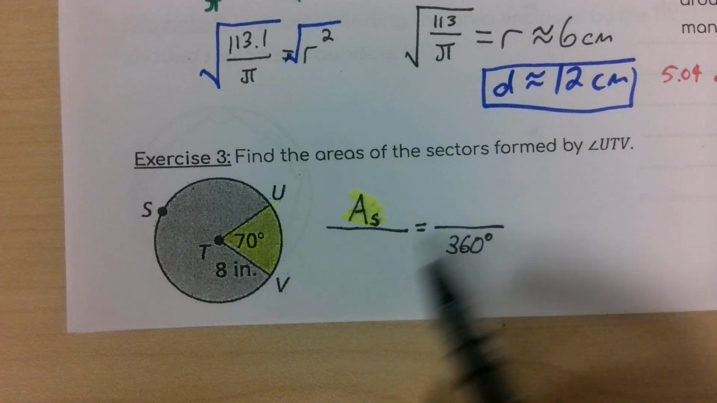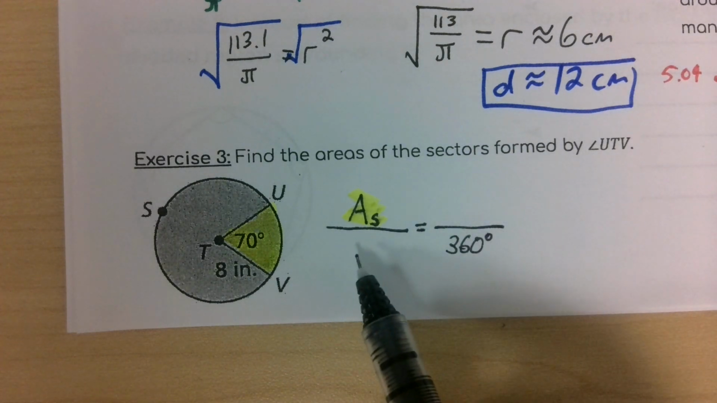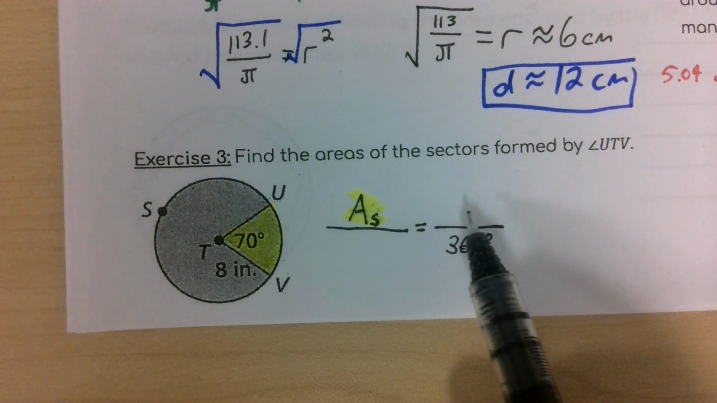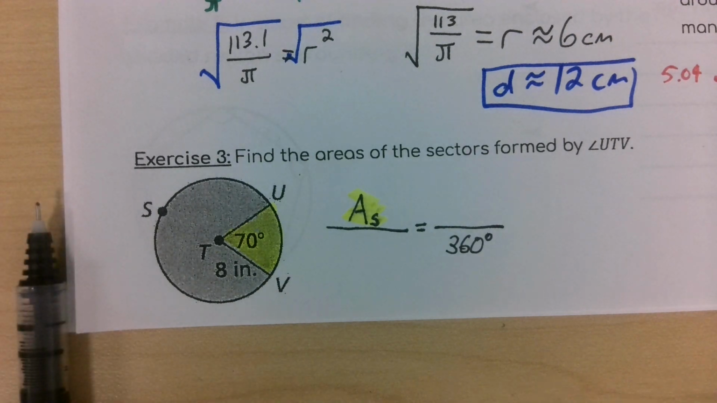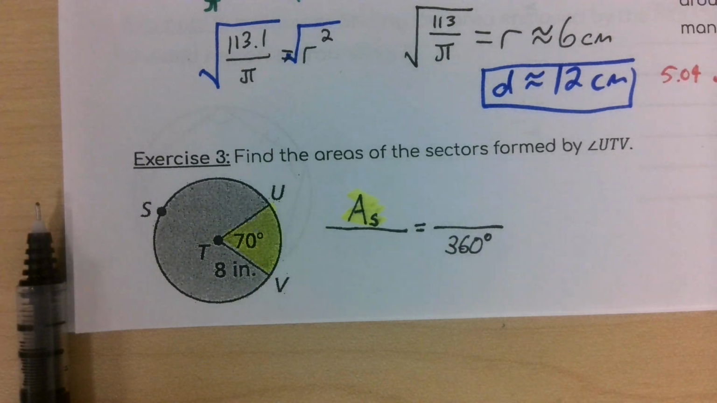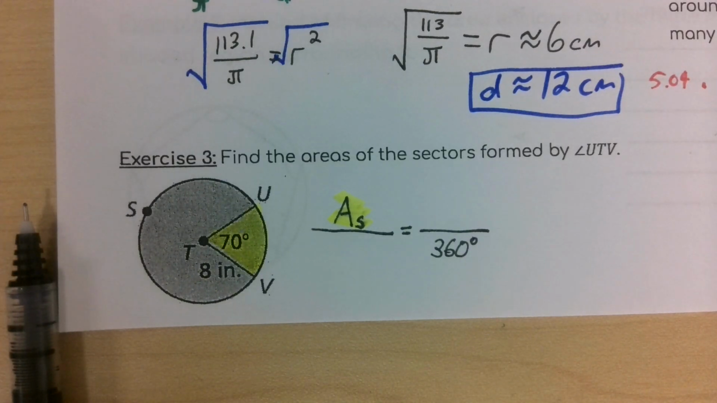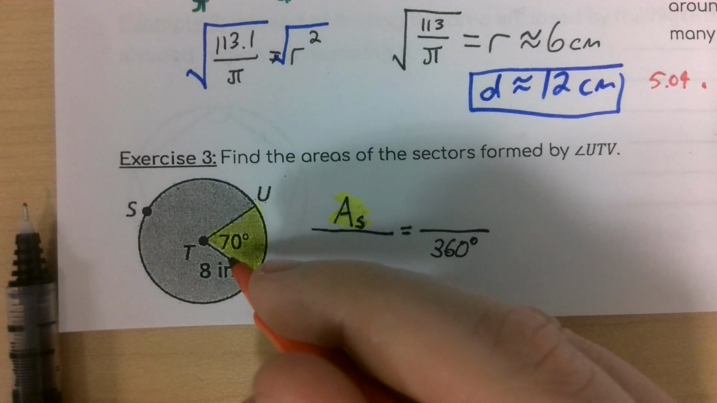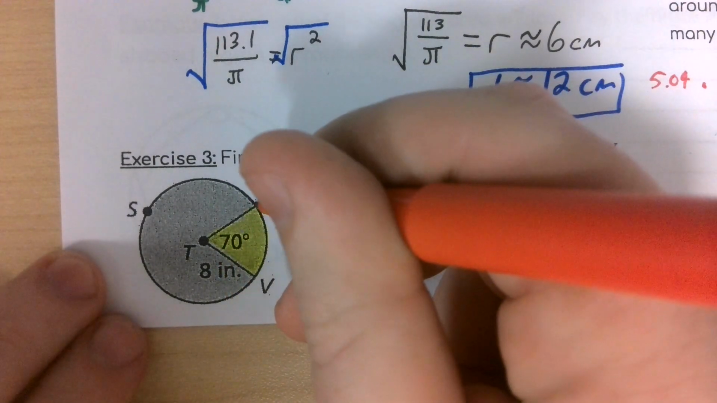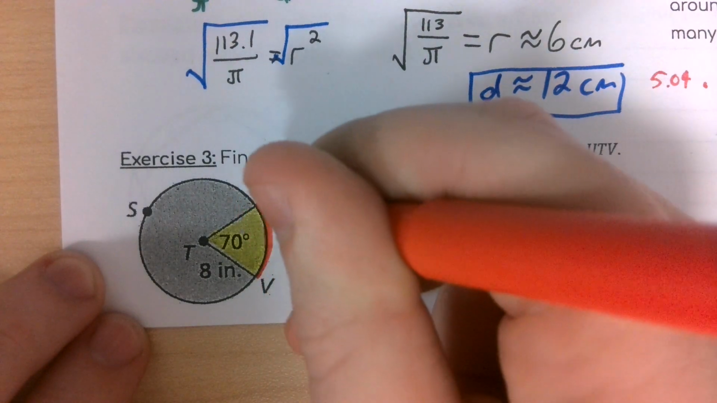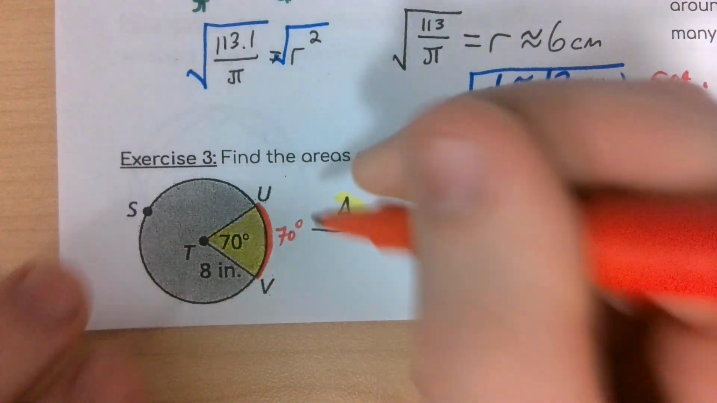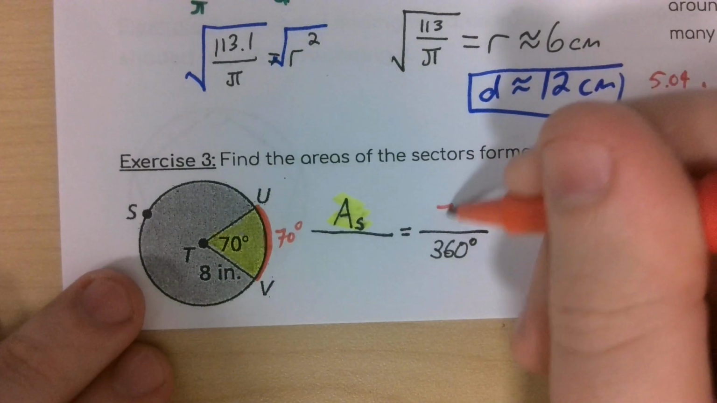But in order to solve this, we need both the area of the full circle and the measure of the intercepted arc. One of these is super easy to find. I mean, take a look at the diagram. The central angle is 70, so the intercepted arc is 70. It's always going to match.